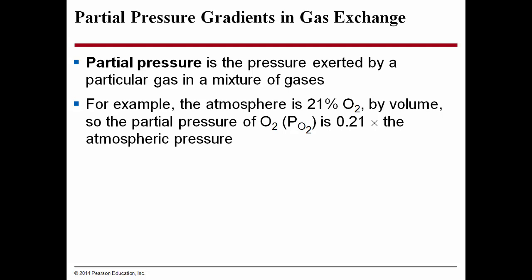Basically what you need to understand here is diffusion, where a gas will diffuse from an area of high concentration into an area of low concentration. Partial pressure is the pressure exerted by the particular gas in a mixture of gases. For example, the atmosphere is 21% oxygen by volume, and so the partial pressure of oxygen is 0.21 times the atmospheric pressure. So usually it's 1 atmosphere, so 0.21 times 1 is 0.21.